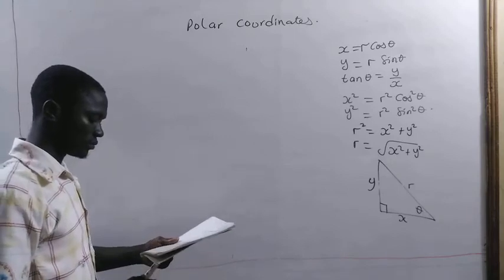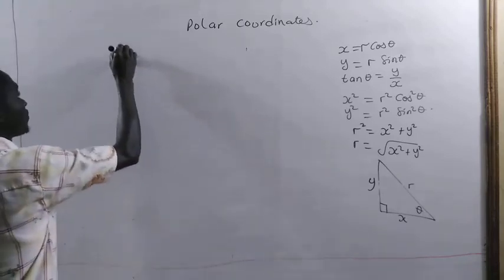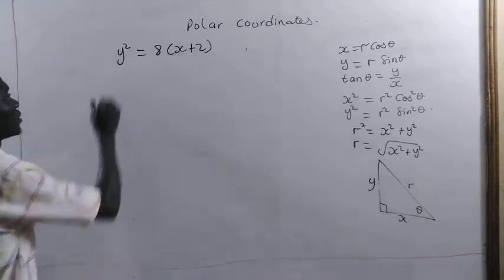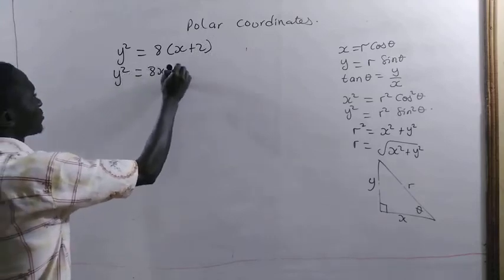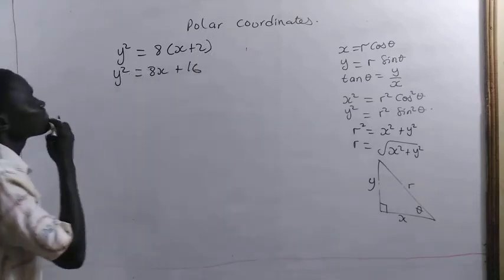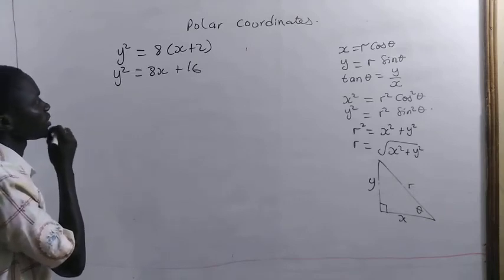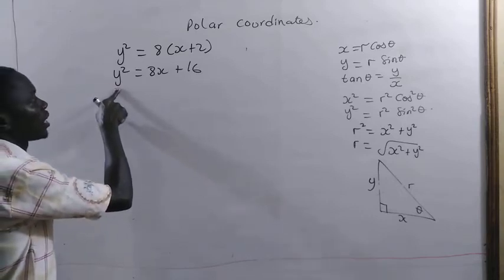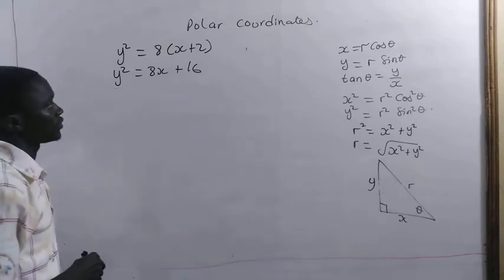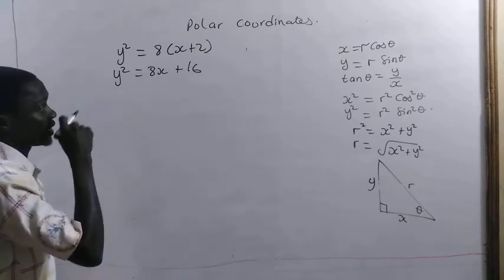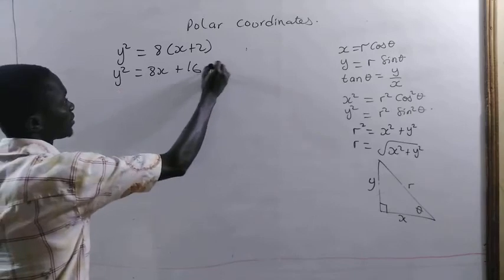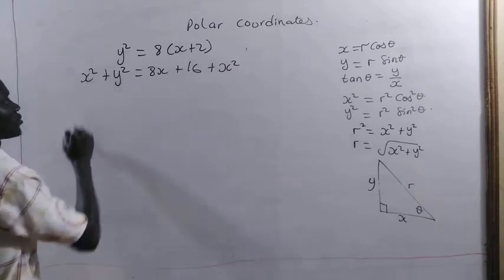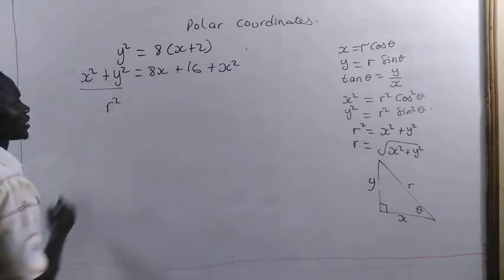Now let's check this one out. How do we do this one? If you have y squared equal to 8 times x plus 2, here you have y squared equal to 8x plus 16. How do we go about this one? We are going to have r squared. This will be difficult. But let's see. Let's balance this. Let's add x squared here, because we don't have any x squared term, and add x squared here. So now this one will give us r squared.